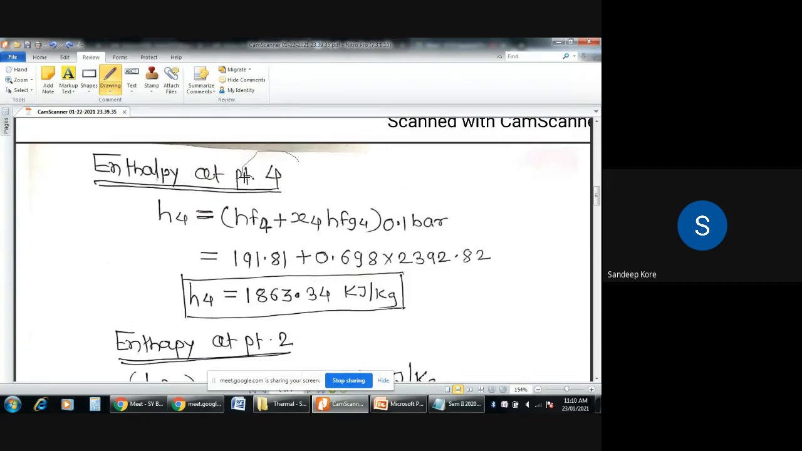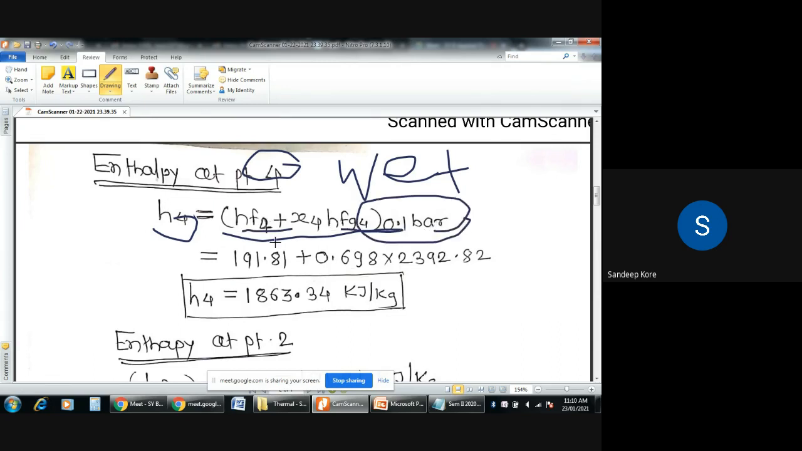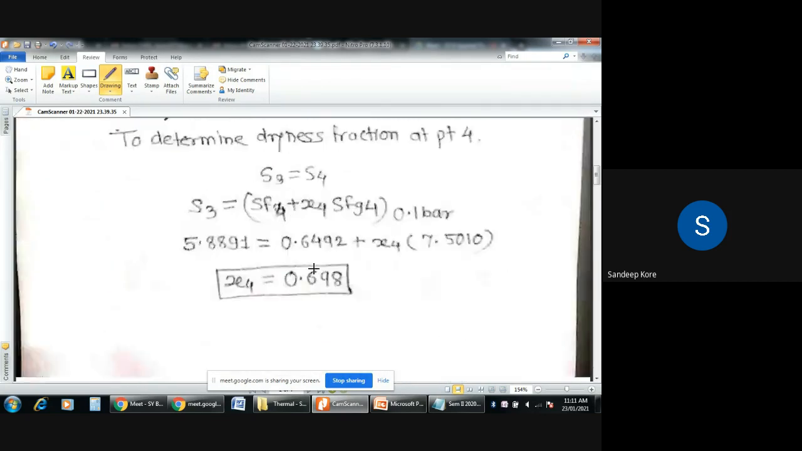Now enthalpy at point 4, that we need to find out. At point 4 the steam is wet. And what is the enthalpy formula of wet steam? HF plus X into HFG. Since point 4 is involved, we write HF4 plus X4 into HFG4. So enthalpy at point 4 is equal to HF plus X4 into HFG4. HF and HFG we already noted at 0.1 bar, so take them from there. So 191 plus 0.69 into 2392. So we are getting enthalpy as 1863.